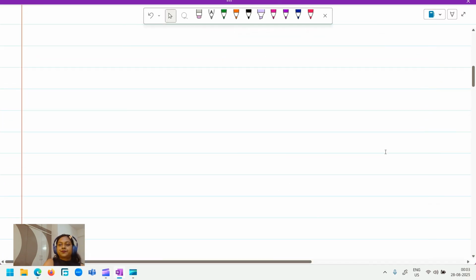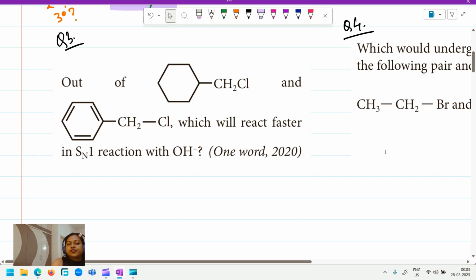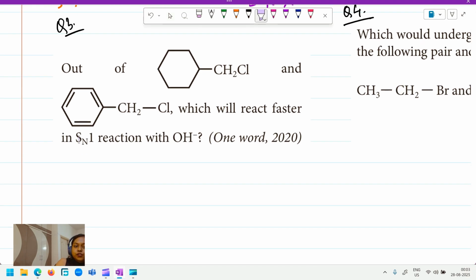All okay? Okay, for the third question, this is asking which would react faster with respect to SN1 and the nucleophile is OH minus. How do we decide that? What is the first molecule's order? Chlorine is the functional group. This is the alpha carbon. There's one beta carbon. So this is a primary alkyl halide.